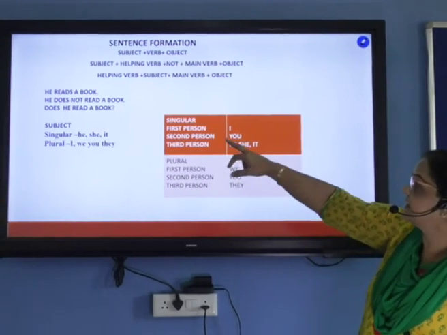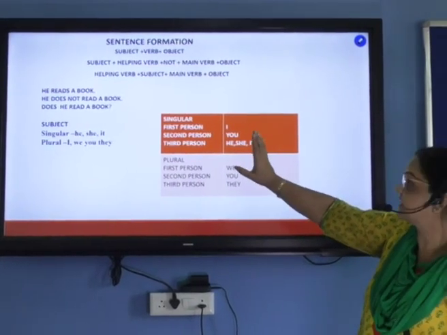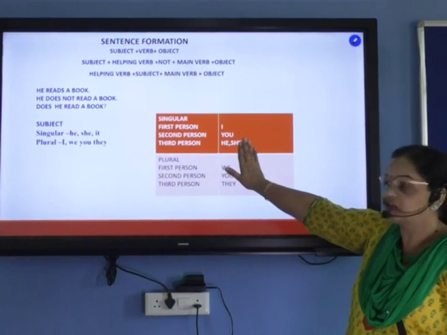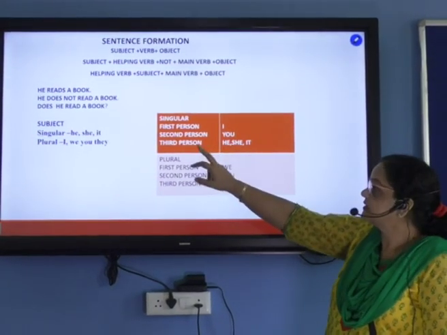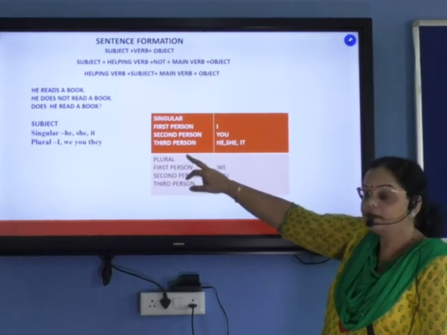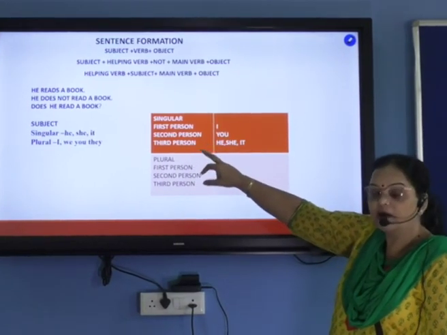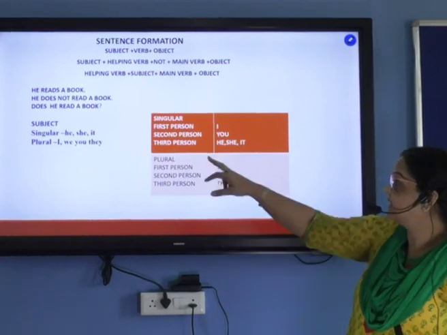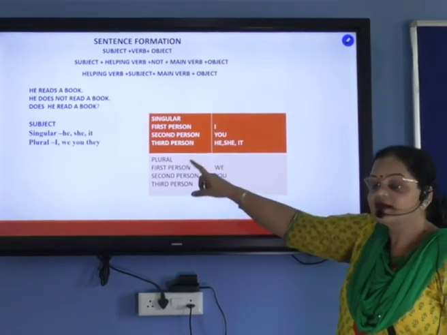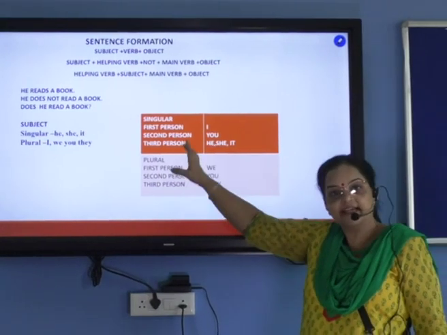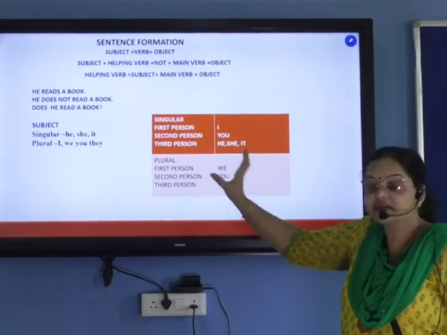He reads a book. This is an assertive sentence: subject, verb, object. He does not read a book. This is a negative sentence: subject, does, helping verb, not, plus main verb plus object. And, does he read a book? Now helping verb, then subject, then main verb, then object. Is it clear? I hope this foundation is clear now.